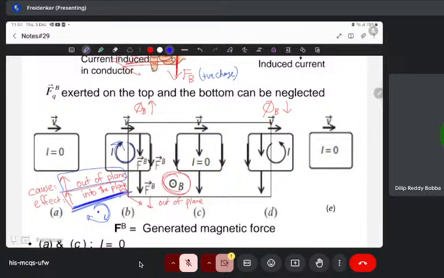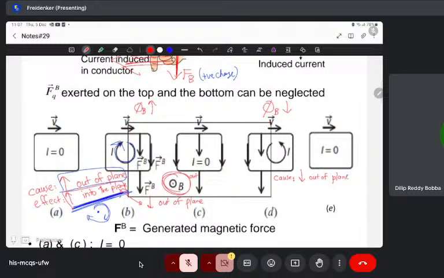If I repeat the same exercise here, magnetic flux is decreasing. In what direction is it decreasing? The magnetic field is out of the plane. So in that direction it is decreasing. So what is actually happening? It is decreasing in the out of the plane direction.